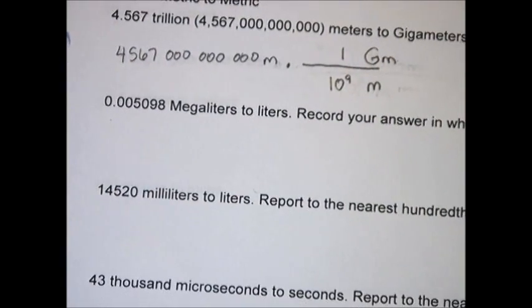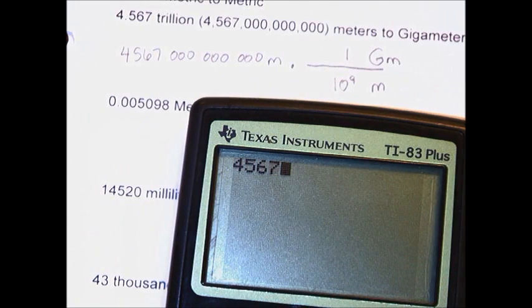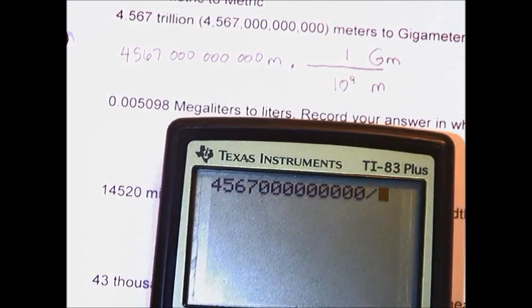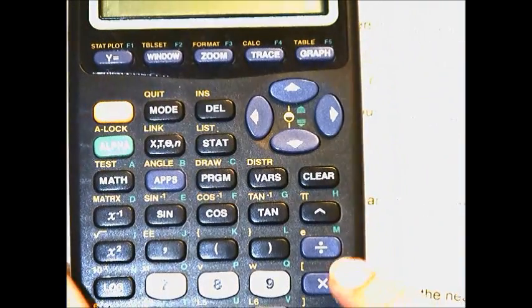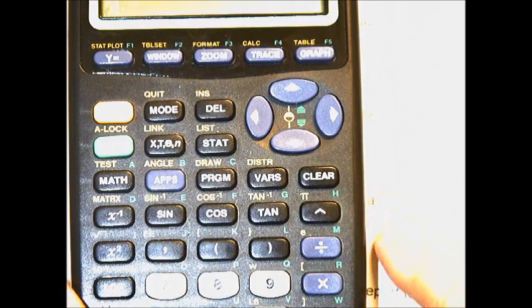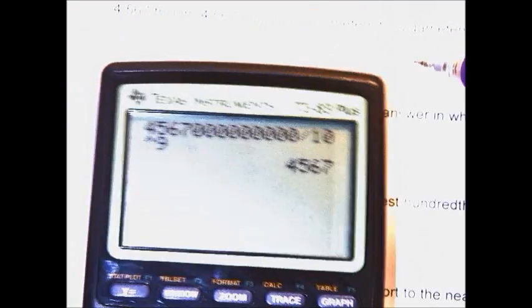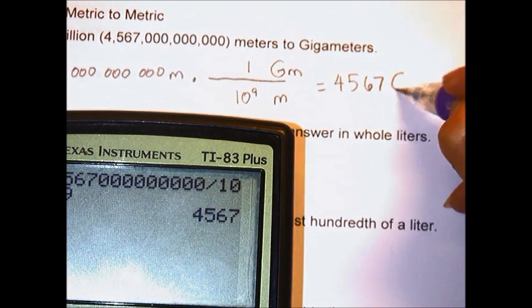So now I'm going to go to my calculator. So first I need to put in this big number here, 4, 5, 6, 7, and then 9 zeros. And then divide by 10 to the 9th. And this is really easy to do. You just type in your 10, and then you use this button right here with the caret, and you write in your 9, done. And you hit your enter, and there's my answer, 4567. So 4,567 gigameters.